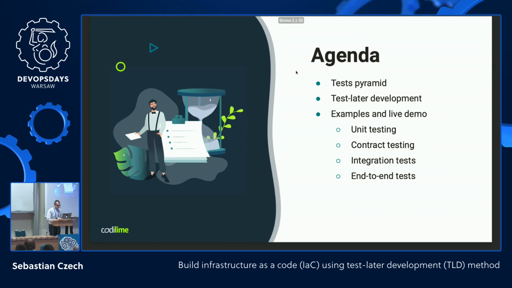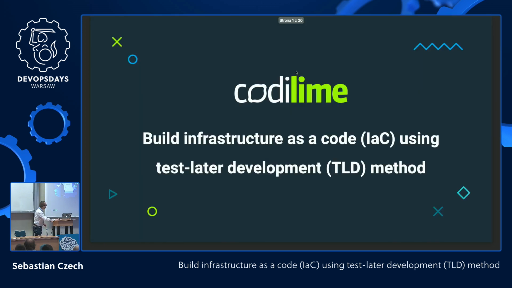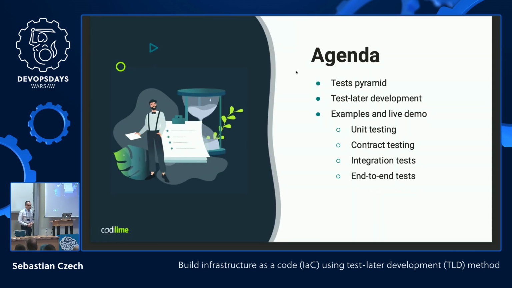During my lecture, I want to focus on three things. At first, I want to talk about test pyramid. I will explain test types. Then I will explain test later development method and compare it to different approaches which we can use. And at the end, the longest part, it will be live demo, during which I want to show you in a practical way how to do every type of test listed on the slide.